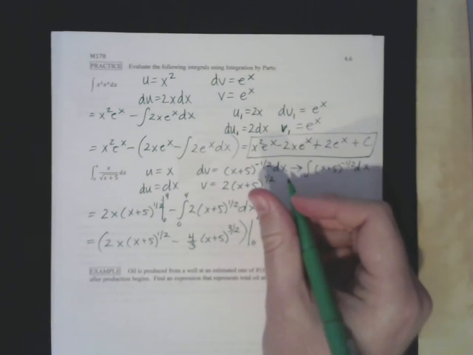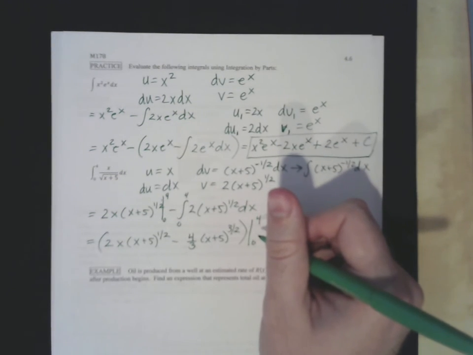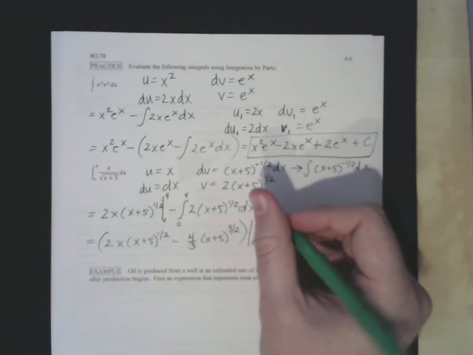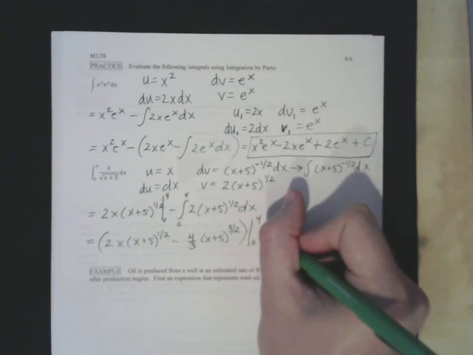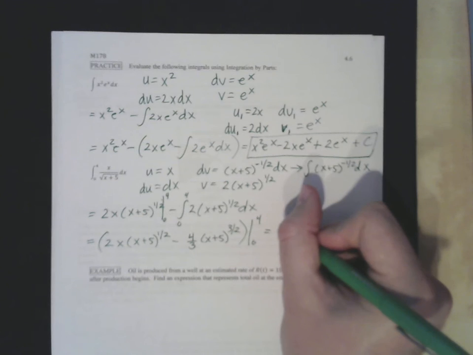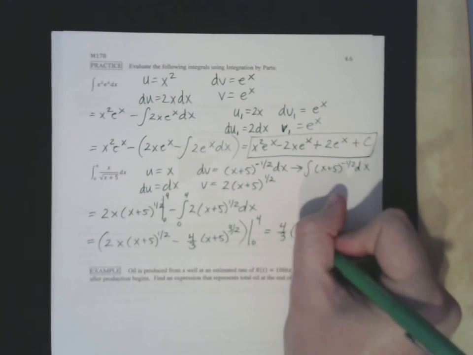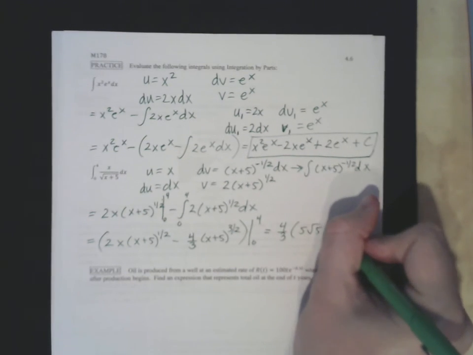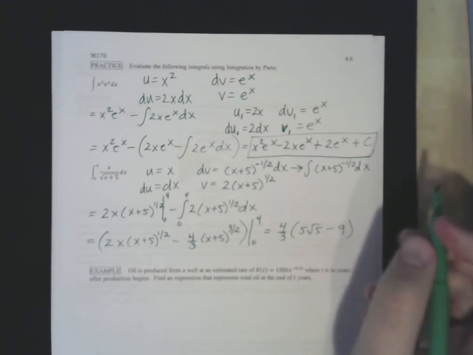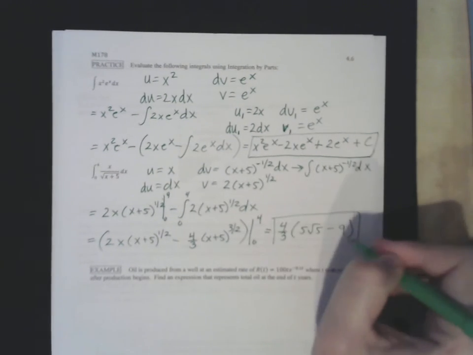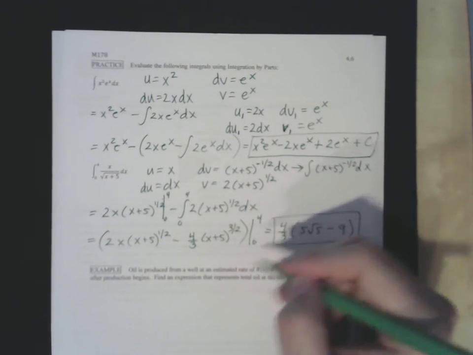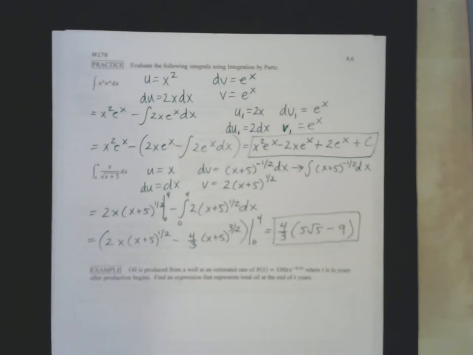And so what this ends up becoming, when you plug it all in, is 4/3 times 5 square roots of 5 minus 9, and that's applying the fundamental theorem of evaluation. Plug in 4 and then plug in 0. Okay, so those are some challenging ones.